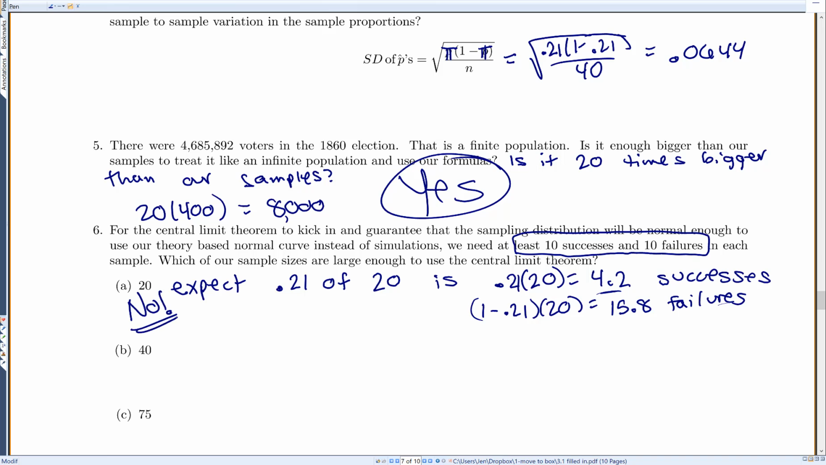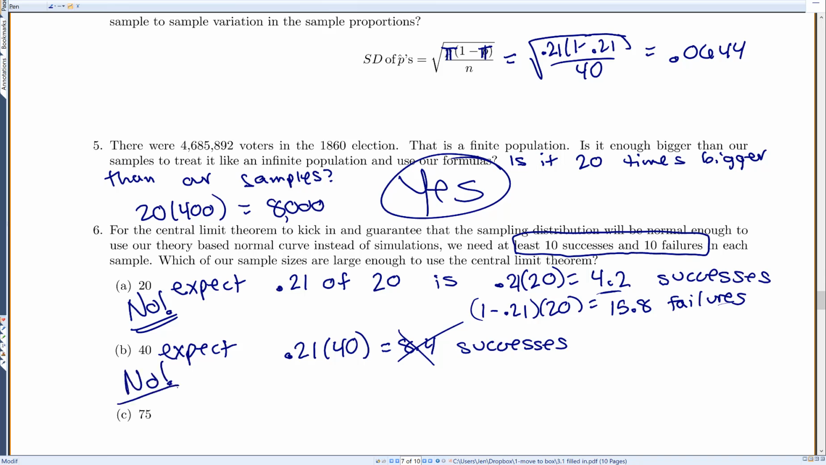Okay, let's try 40. So we would expect 0.21 times 40 gives me 8.4 successes. Well, that's already not big enough, so we would say no. Okay, for 75, what will we expect? We can do 0.21 times 75, which gives me 15.75 successes.